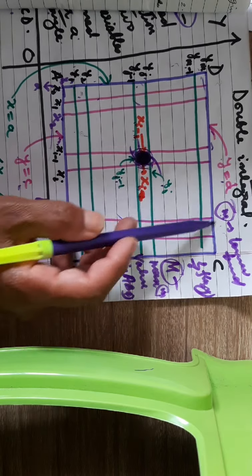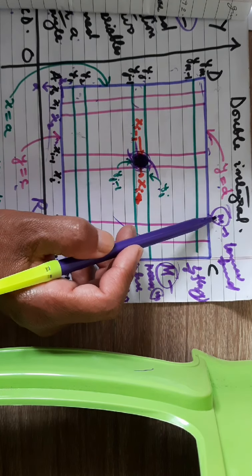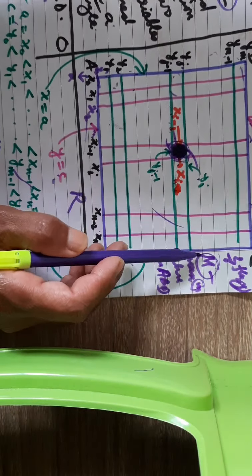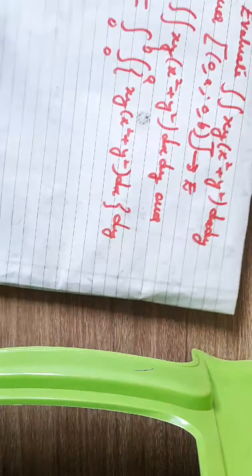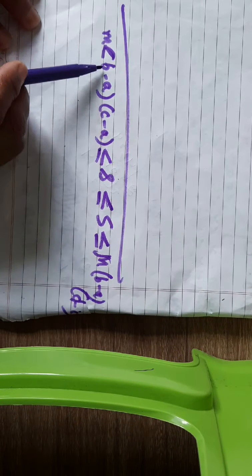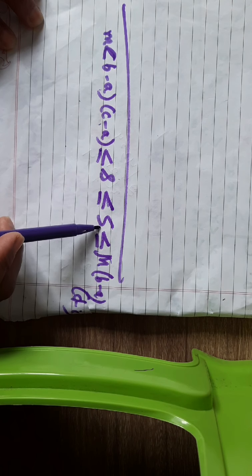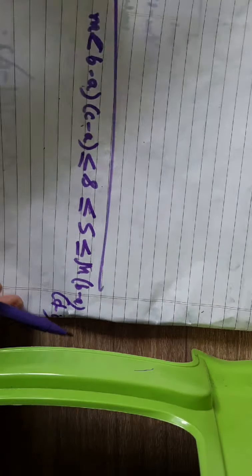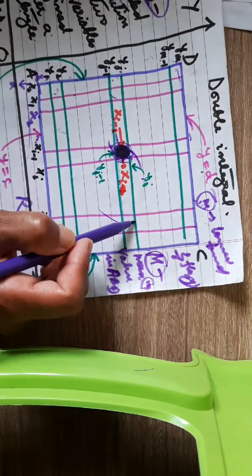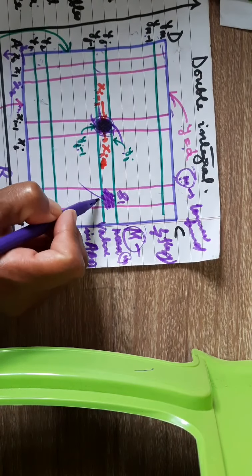In this subrectangle, even though we have the lower bound and the upper bound, the lower one will be greater than small m, and the upper one will be less than capital M. So therefore, we'll always have this relation: m times (b minus a) times (d minus c) is less than or equal to small s, less than or equal to capital S, less than or equal to capital M times (b minus a) times (d minus c). Now in the same way, we can continue to find small s1 and capital S1.